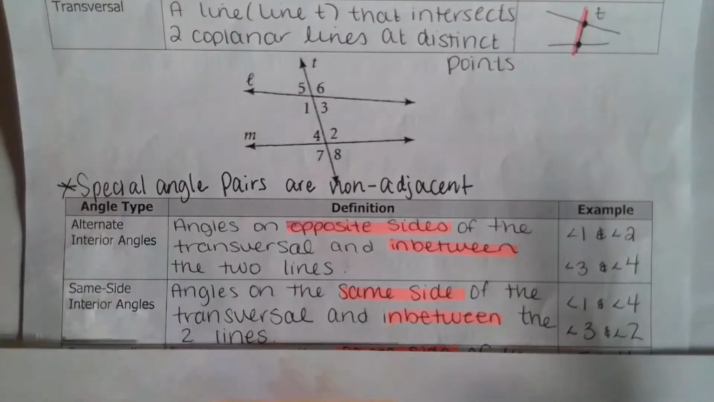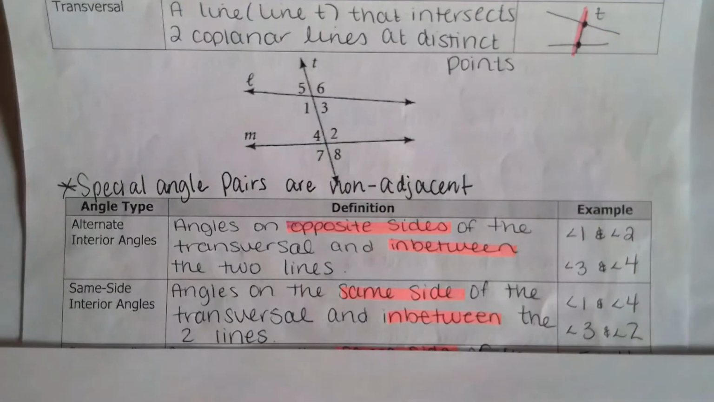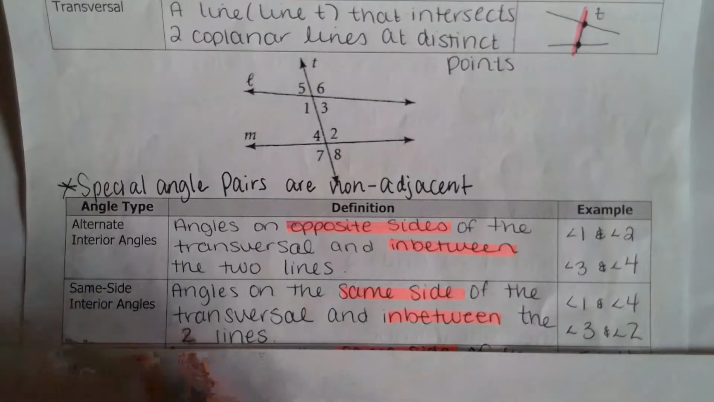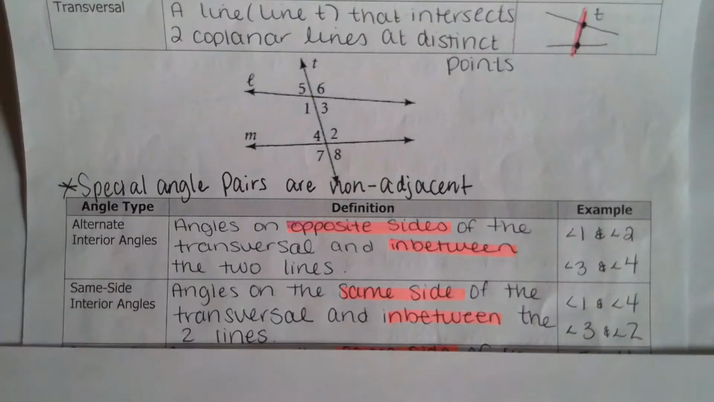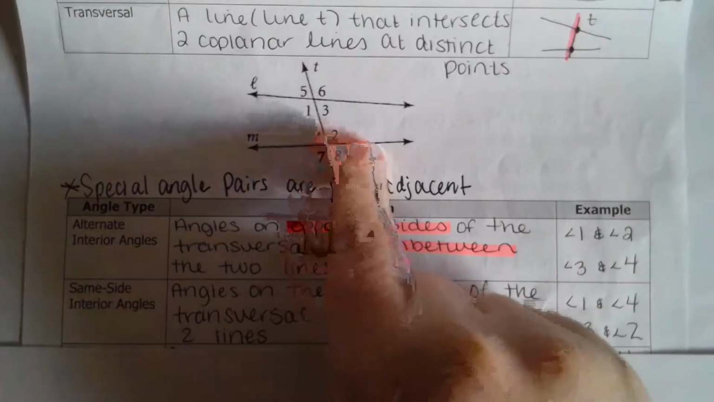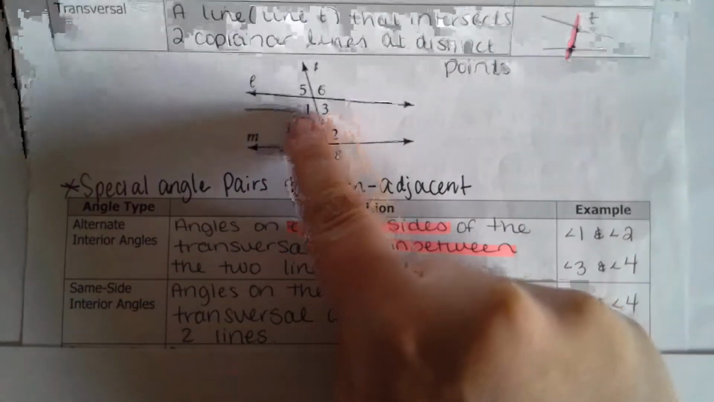Okay, our first two types of angles are alternate interior and same side interior angles. Alternate interior angles are angles on opposite sides of the transversal and in between the two lines. Okay, so alternate means opposite, interior means inside. So if we look at this picture, we want to look for two angles that are in between lines L and M and on opposite sides of the transversal T. That would be angles 1 and 2 or angles 3 and 4.